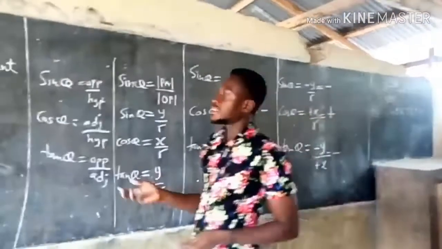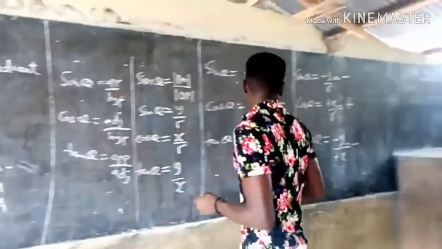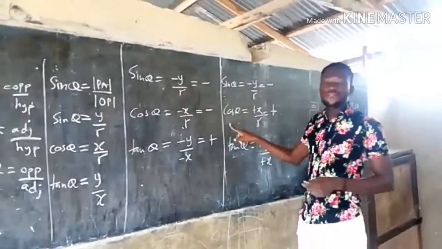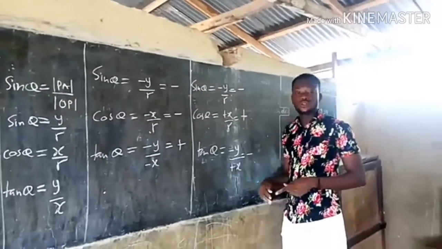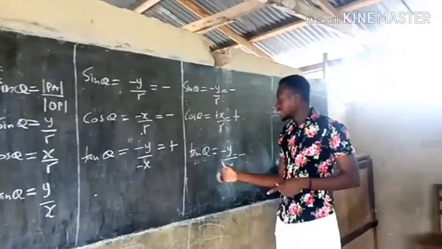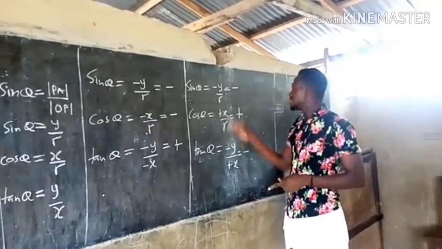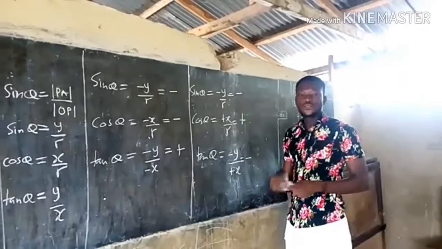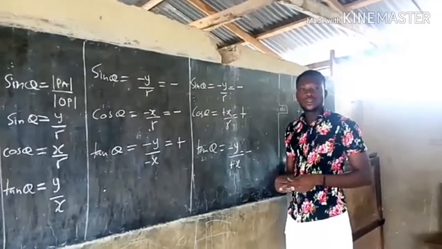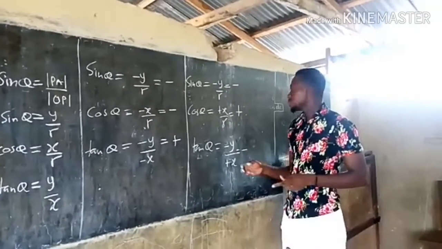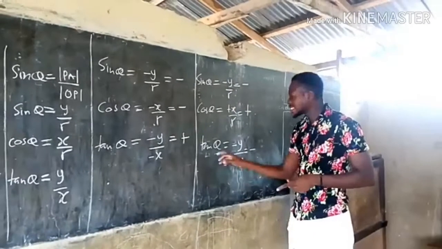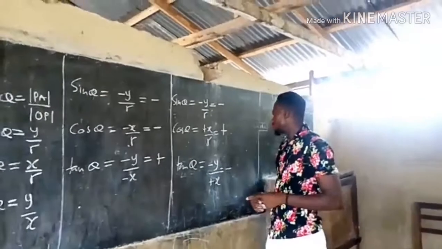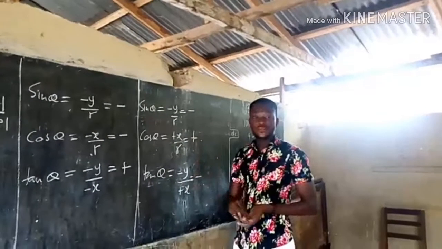So this is telling us that in the fourth quadrant, it's only cos that will give you a positive value. The other remaining trig ratios, be it sine and tan, will give you negative value. So if you try cos 320, you see that you get a positive value. But sine 320 and tan 320, they will all give you negative value.